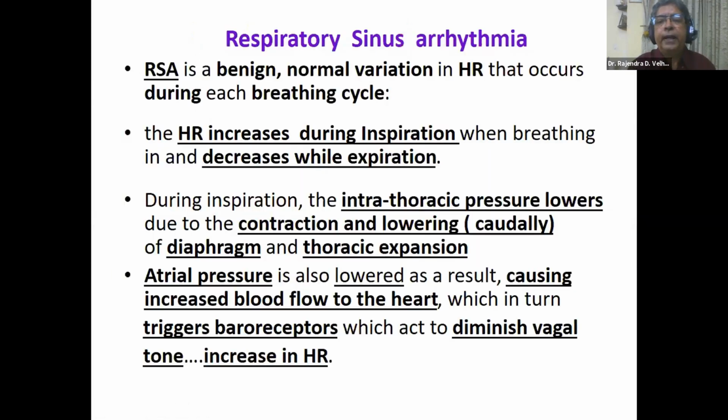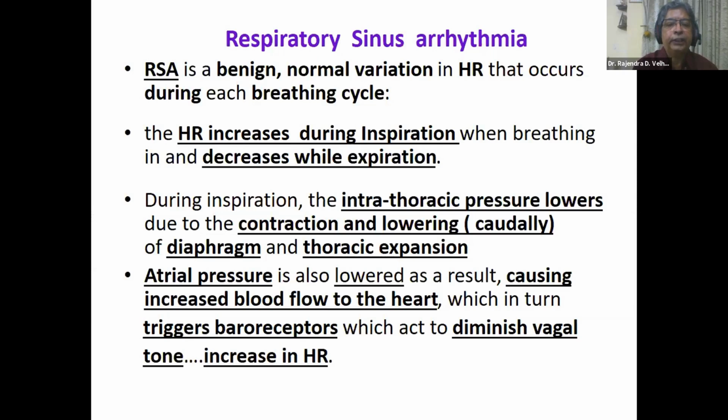Now, respiratory sinus arrhythmia. What is it? It is a benign normal variation in heart rate that occurs during each breathing cycle. The heart rate increases during inspiration and decreases during expiration.